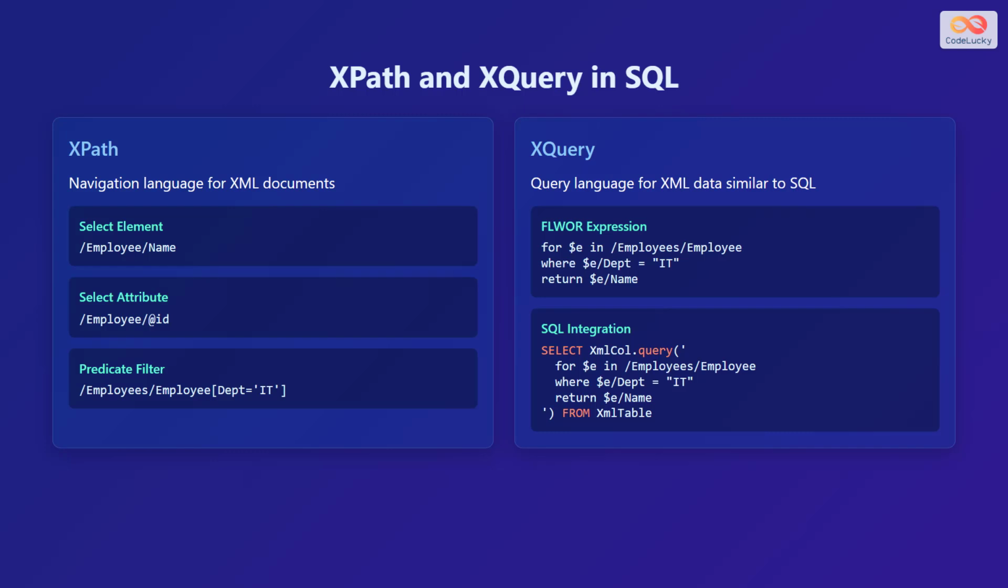XQuery is a query language for XML data, similar to SQL. It supports more complex operations such as FLWOR, which stands for for, let, where, order by, return expressions. The example here shows a FLWOR expression and its integration with SQL using the query function.